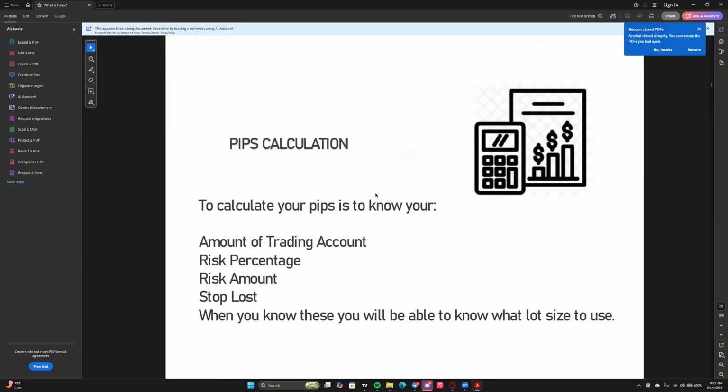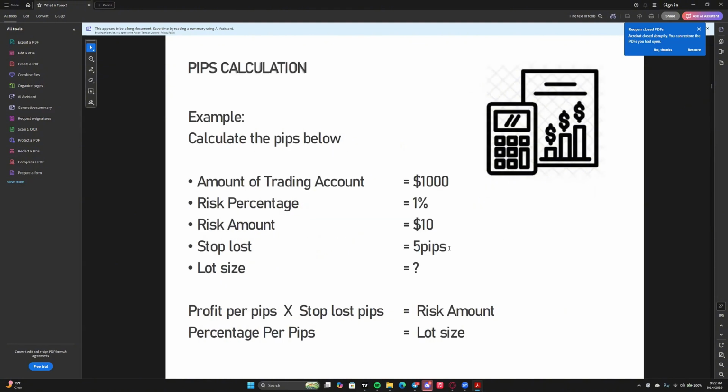I've already explained these pips to you guys. So for pips calculation, to calculate your pip you need to know the amount in your trading account, risk percentage, risk amount, and stop loss. When you know this, you'll be able to know what lot size to use. You need to know how to calculate pips so that you can know the lot size to use, because if you don't, you might find it hard to know the lot size to use. So now I'm not going to use this calculation here.